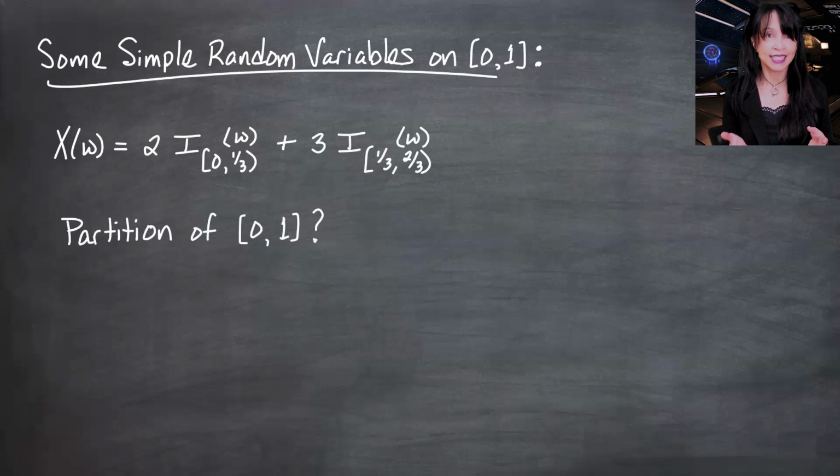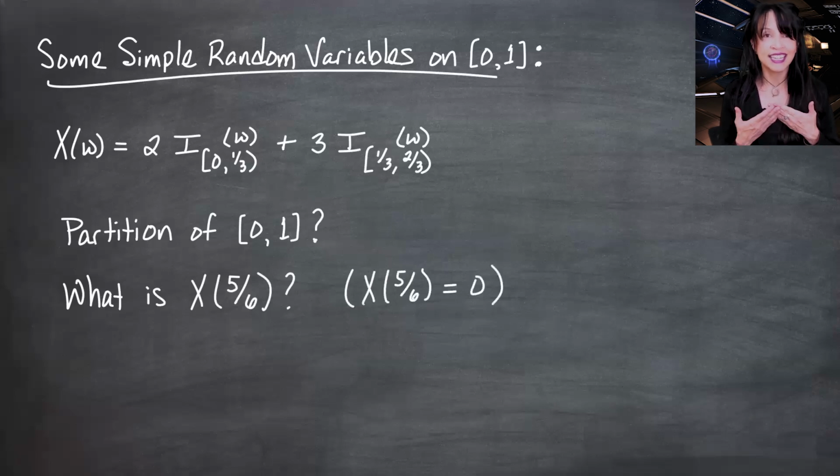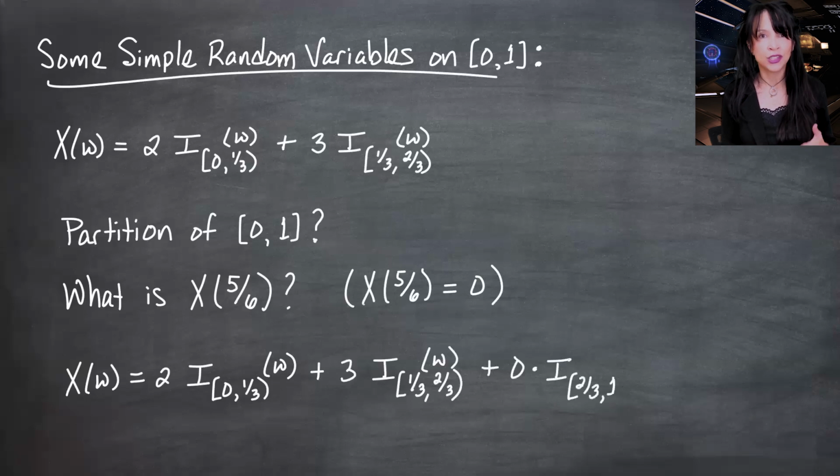So it appears that I didn't partition omega with these two sets, but in actuality we did, because what happens if you plug in a number that is greater than 2/3 but less than 1 in here? Then this indicator will turn off and this indicator will turn off, and the entire thing will be 0. So this random variable is defined for all points in 0 to 1 inclusive, and this is exactly the same thing as if I wrote it out with a third term with a 0 coefficient. And now you can see I do have my partition of omega, 0 to 1, into 3 disjoint intervals.